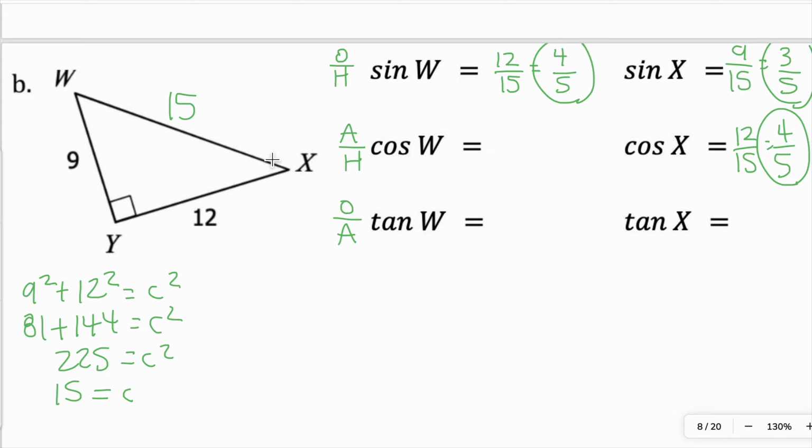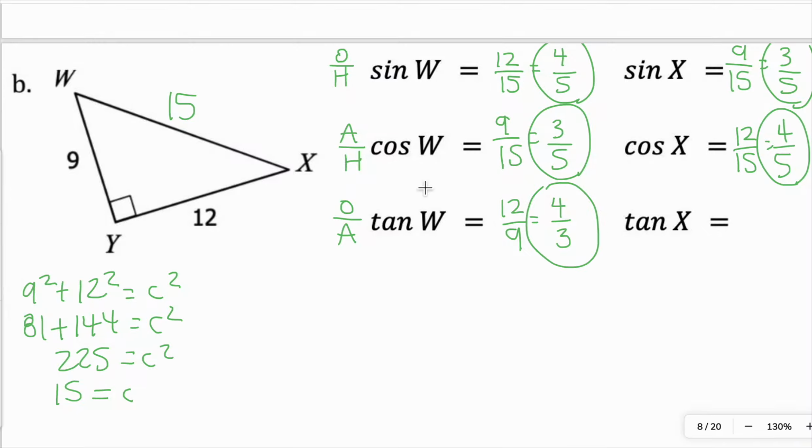And then the cosine of X, adjacent over hypotenuse, or cosine of W adjacent over hypotenuse, is 9 over 15, which still is the same thing as 3/5 or the sine of X. Last part is tangent, that's TOA. So tangent of W is opposite over adjacent, so 12 over 9. Again, that reduces to 4/3. And then tangent of X is just the inverse of that, or opposite over adjacent, 9/12, 3/4. How did we do?